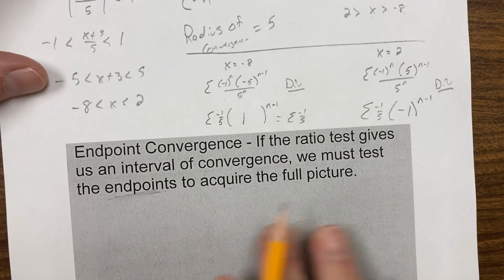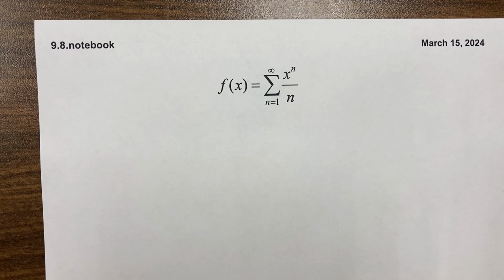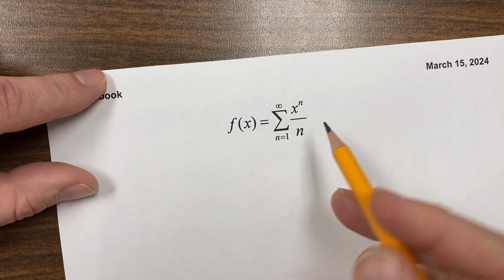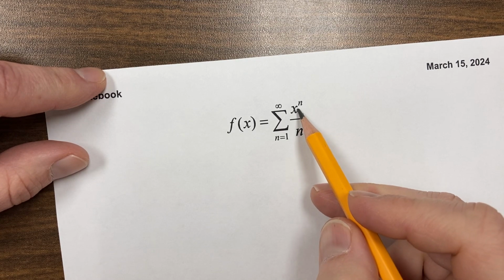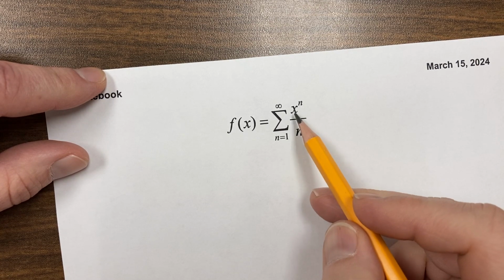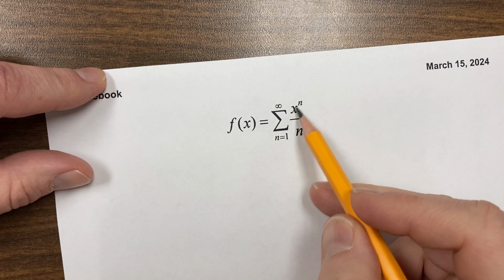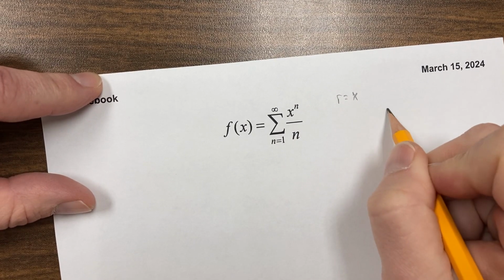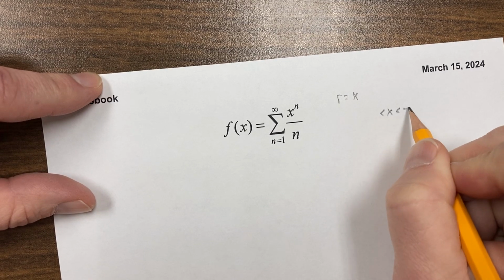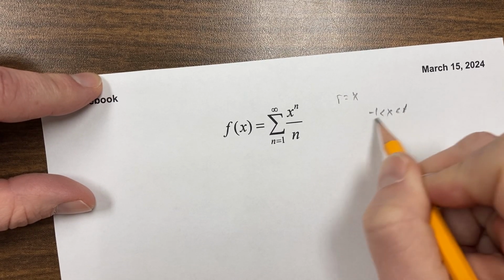This is what they're talking about. Like, you have to kind of test those endpoints when you do it. And you might wonder, well, why the heck do I have to test them? It looks like they're going to diverge every time. Well, when you start throwing extra junk in with it, that's not the case. So like if you looked at this and said, well, x is my common ratio. My common ratio is just plain x. So I need x to be between 1 and -1, and there's my interval.